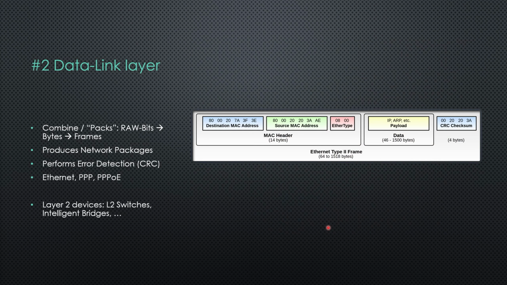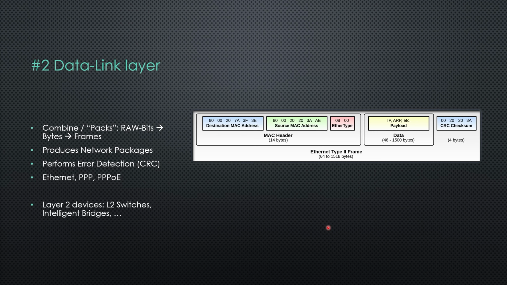Next layer in the stack is the data link layer. This layer is packing the raw bits into bytes and these bytes into frames. And by doing that, it produces network packages. It also does error detection, so there is a checksum that is transmitted with each network package that can be used later on to verify if a packet needs to be dropped. So if the checksum is not good, the packet is basically not valid.